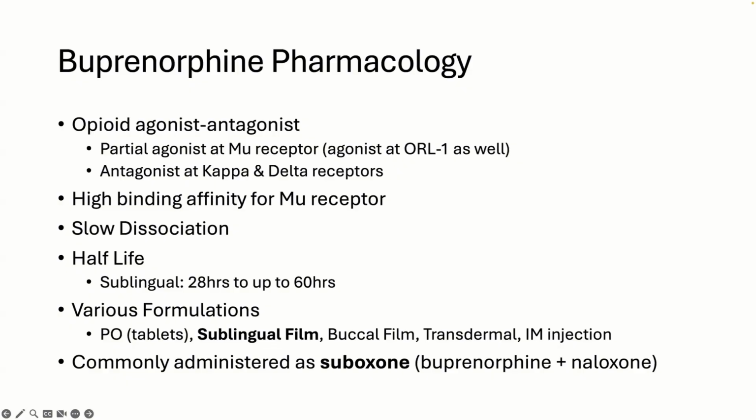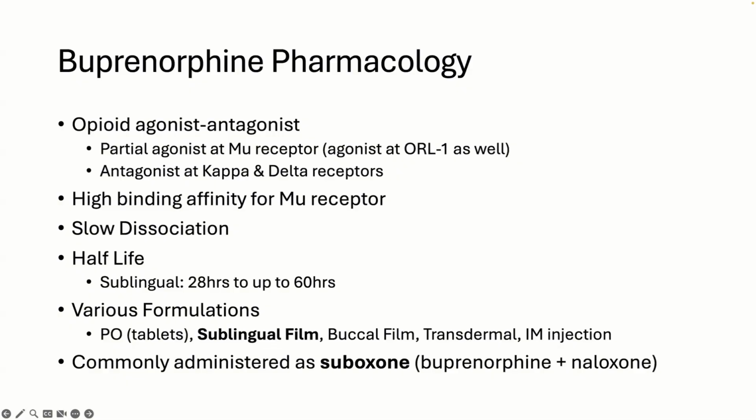A key feature of buprenorphine is that it has a very high binding affinity for the mu opioid receptor. It binds more tightly than most full opioid agonists, which means that it can displace other opioids from the receptor. We'll talk about this in a bit more detail as well. In addition, buprenorphine has a slow dissociation from the mu receptor. Once it's bound, it stays there for a long time, and this is why adding standard doses of full mu opioids on top may sometimes appear ineffective. The half-life is long, particularly with the sublingual formulations, typically 28 hours and even up to 60 hours. This just means that the receptor occupancy persists well beyond a single dose interval.